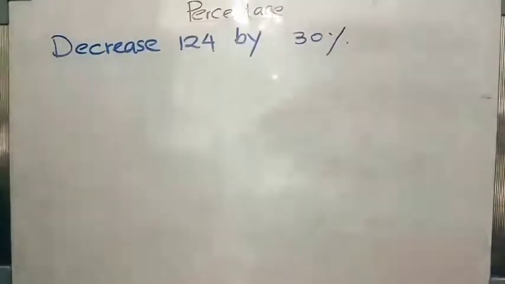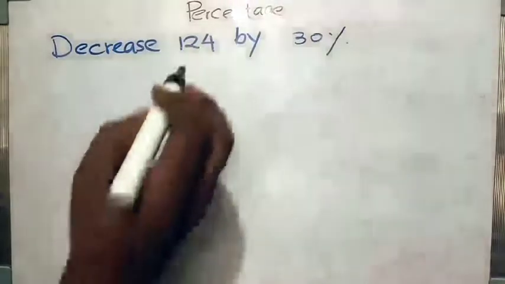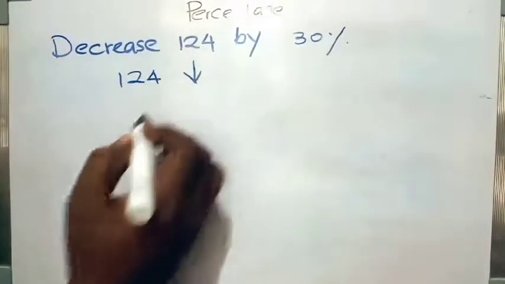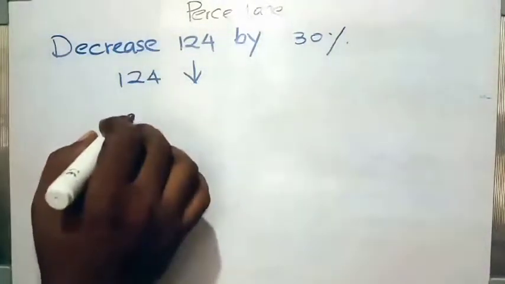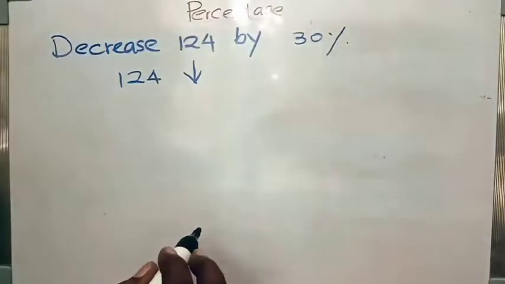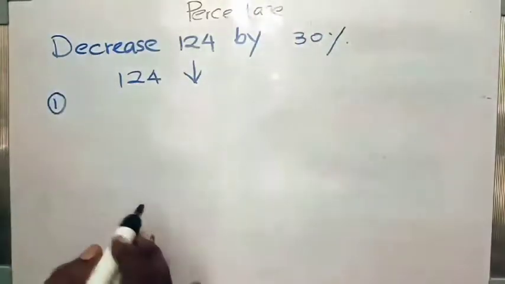Next question is decrease 124 by 30%. So here our number is 124. That should be decreased by 30%. Decrease 30% of 124 and find out the new number. That is meant by the question. As per our method 1, you can choose any one method. I am showing you both the methods.